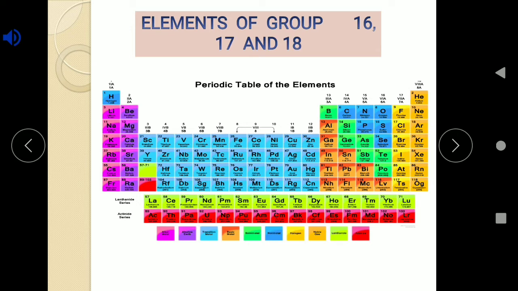Now, in today's session, we are going to learn about the compounds of oxygen. Only one compound is included in your syllabus, and that is ozone. Also, we will learn about compounds of sulfur. So let us start with ozone.